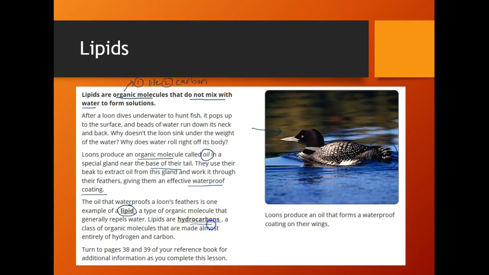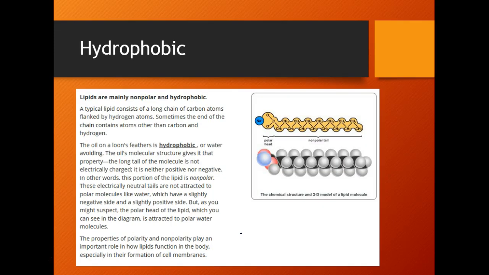Lipids are hydrocarbons, which basically means that they're made up of both hydrogen as well as carbon. Okay, so again, the defining feature of lipids is that they are hydrophobic and they're also nonpolar. So a typical lipid consists of a long chain of carbon atoms. So you can see here, all these C's are carbons. So you see a long chain of them, and they're flanked by hydrogen atoms. And so you see there are kind of like hydrogen atoms coming out from the sides. Okay, that's what it means by flanked by hydrogen atoms.